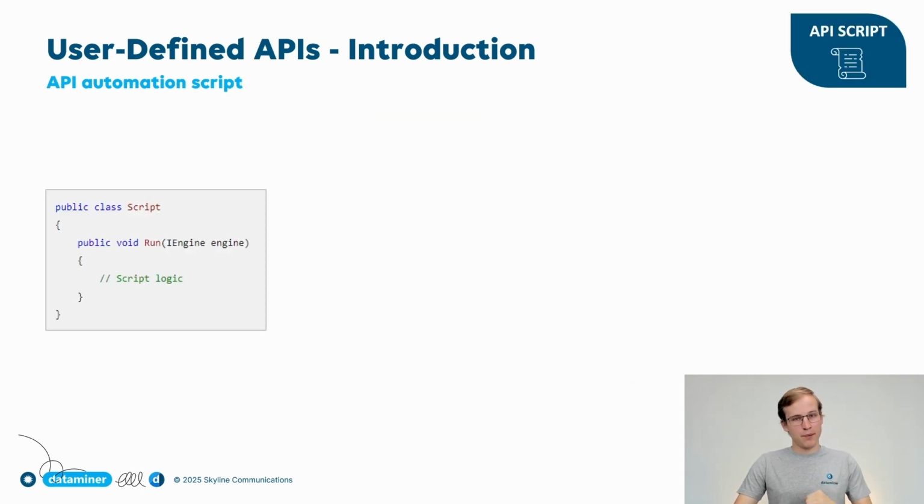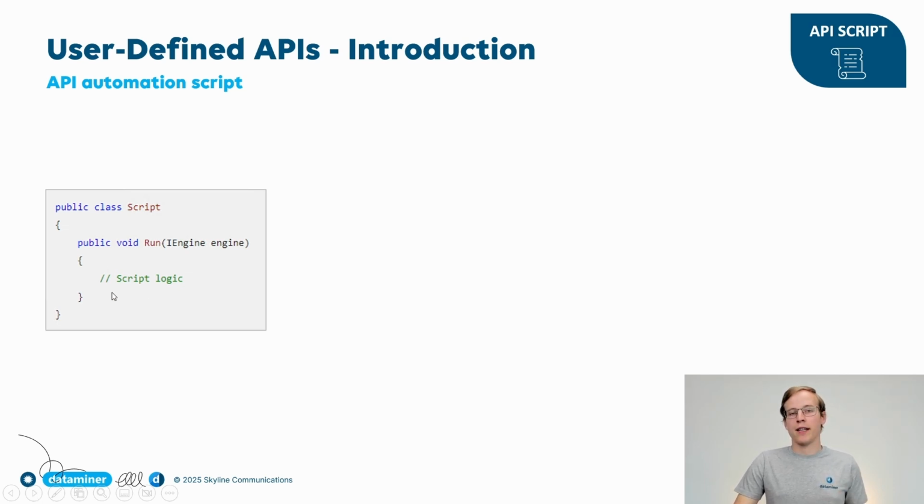So let's delve deeper into those specific objects themselves. We'll start off with the API script. You can see here a little bit of C# code on the left. You have the script class and then the run method. If you are familiar with automation scripts, you will recognize this, since this is the start of your automation script. All the script logic will be included here, as this comment suggests.